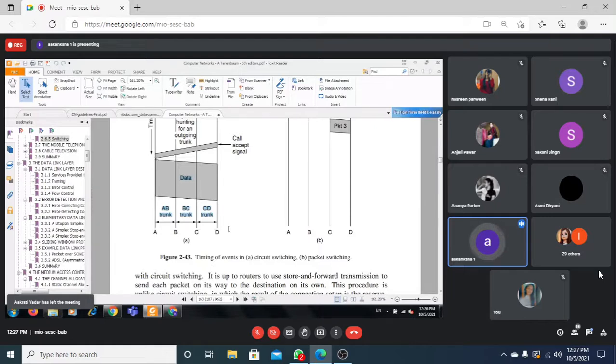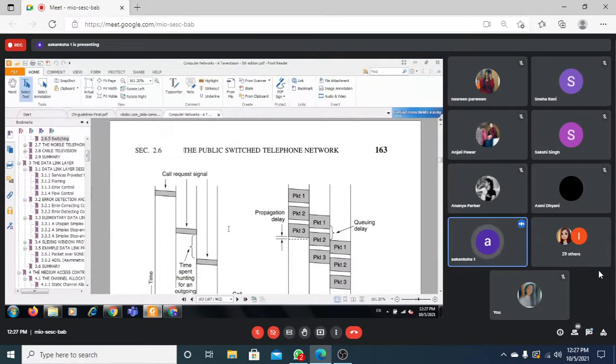There is no gap between the data being sent, and it will only take the time for the data to propagate from one place to another, or from source to destination. So there will be no setup time, and once the circuit has been established, there will be no congestion. This is the biggest advantage of circuit switching.